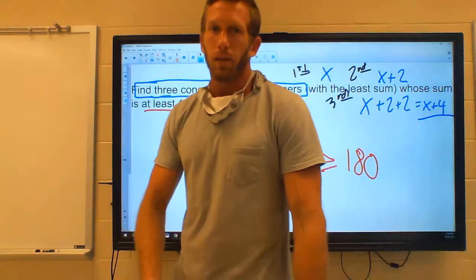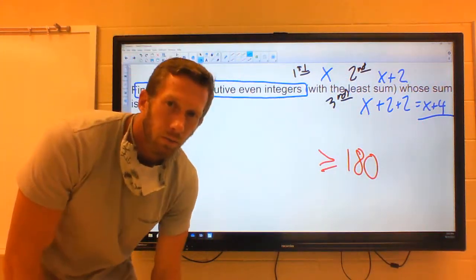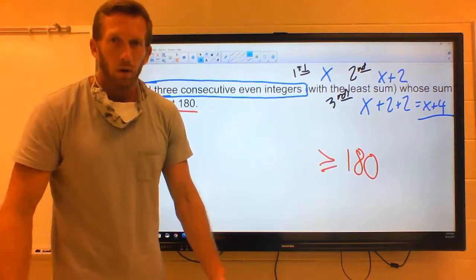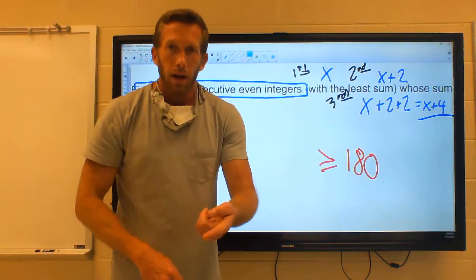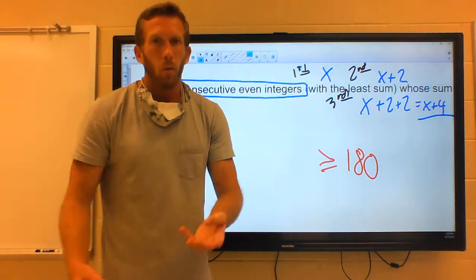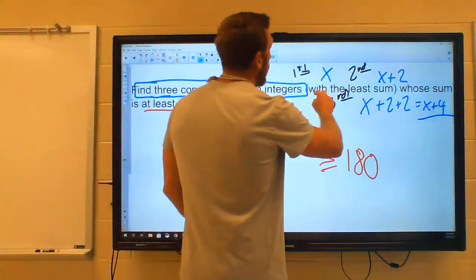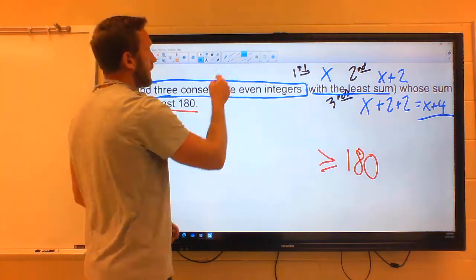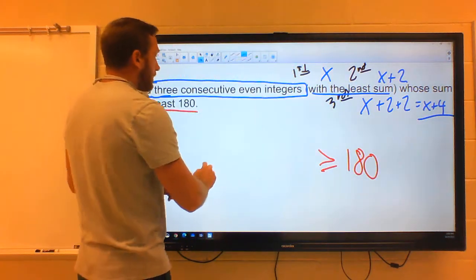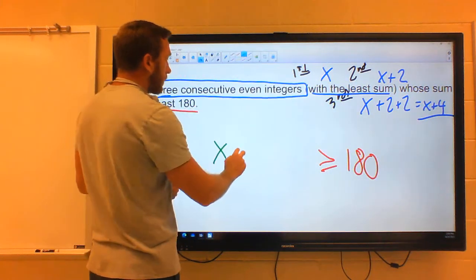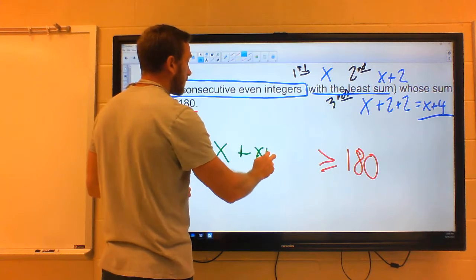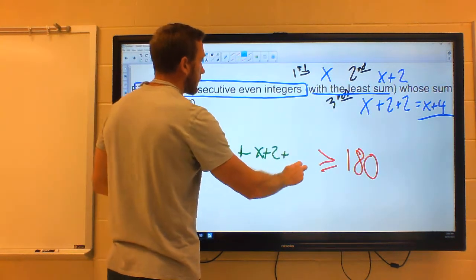Well, we can think of plenty of combinations of 3 integers that add up to be more than 180. I got one for you. 1,000, 1,002, 1,004. Add them up, they're bigger than 180. That's why it says we want the smallest ones. We want the least sum. So I'm just going to add these 3 ideas together. X, that's the first one, plus x plus 2, that's the second one, plus x plus 4.